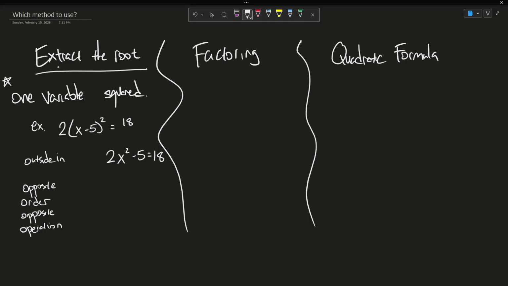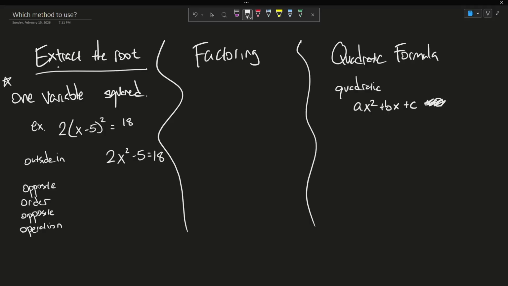Next up is factoring and quadratic formula. These two are very closely linked. A lot of factoring can look like quadratic formula. A lot of quadratic formula could look like factoring. Besides the very obvious factoring ones, what we need for quadratic formula is we need a quadratic. So you need ax squared plus bx plus c equals 0.